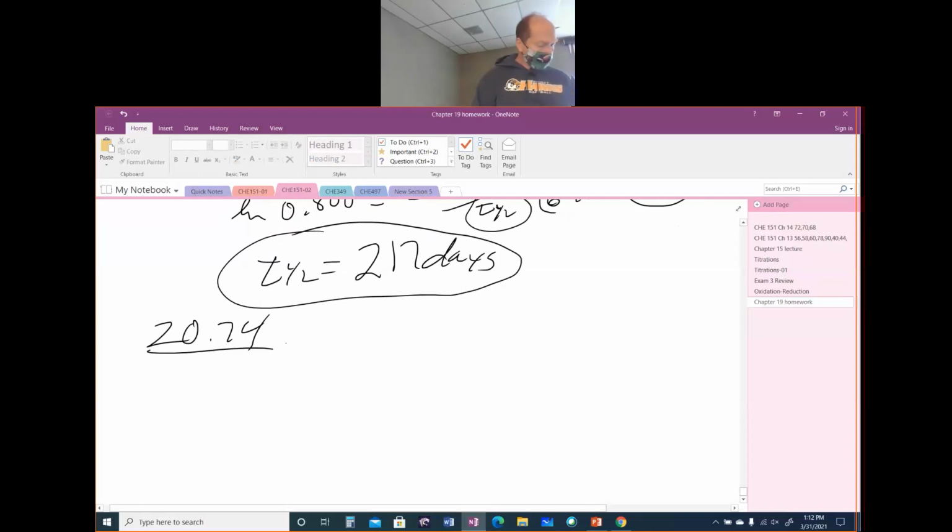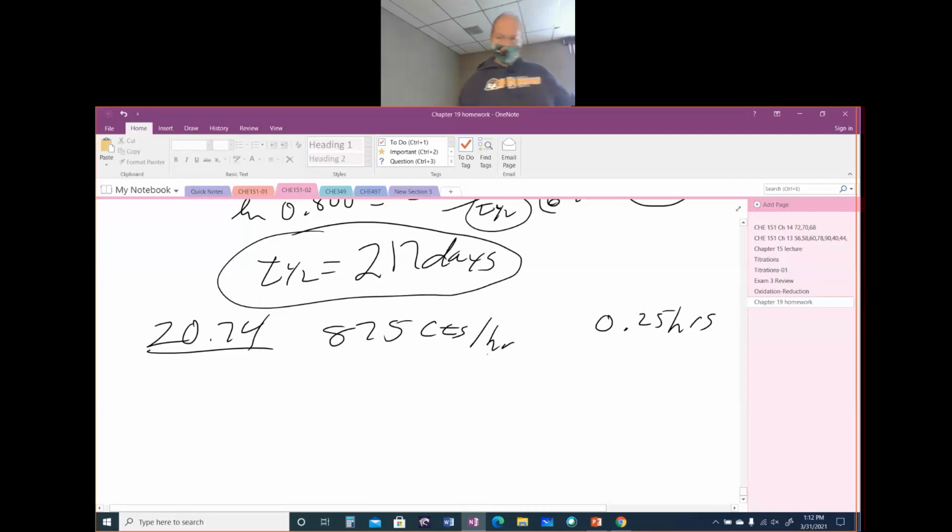A sample of silver-112 gives a reading of 875 counts per hour on a radiation counter. After 0.25 hours, the sample has a reading of 400 counts per hour. What is the half-life?